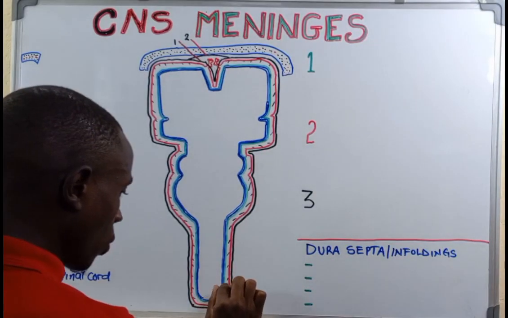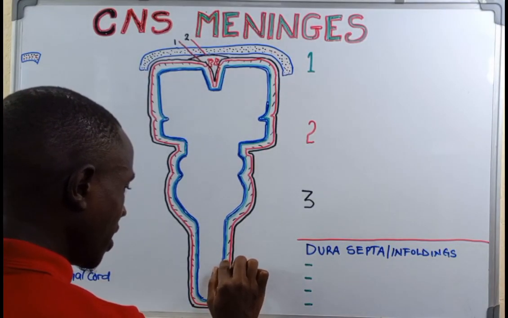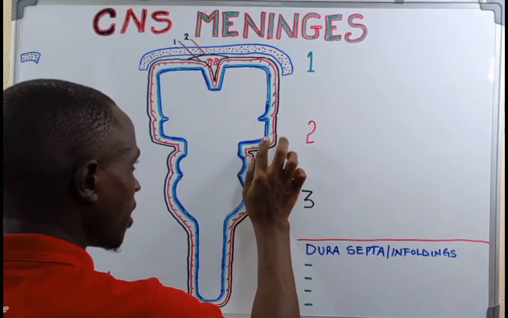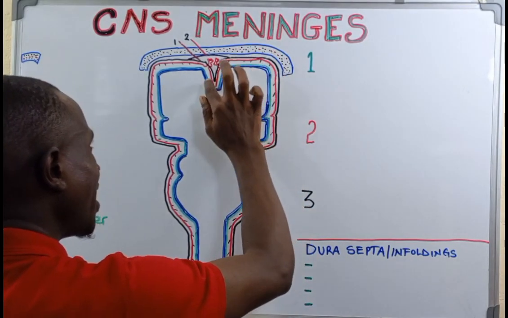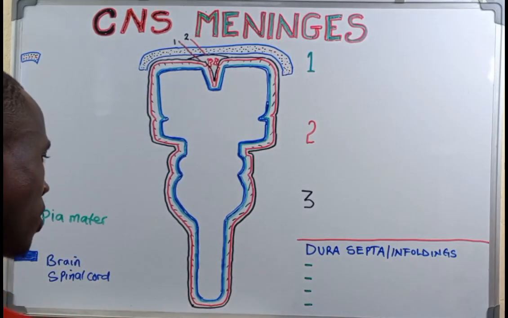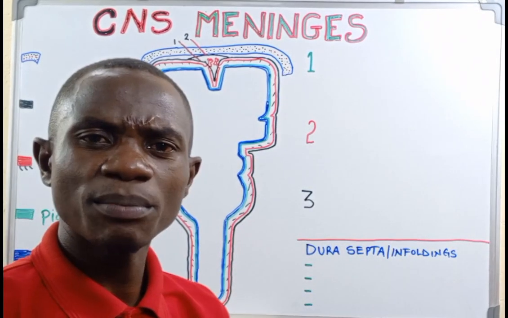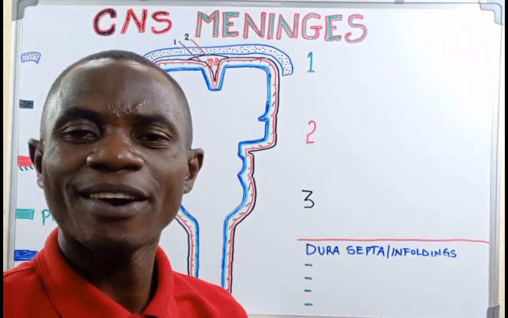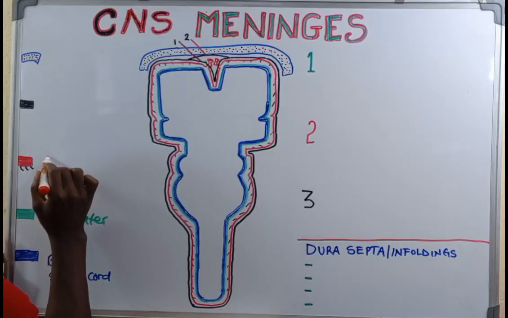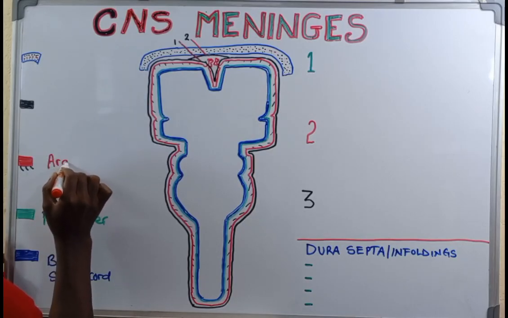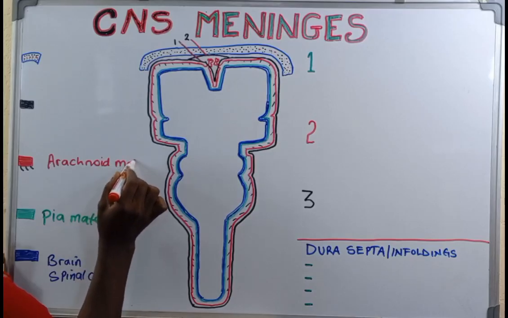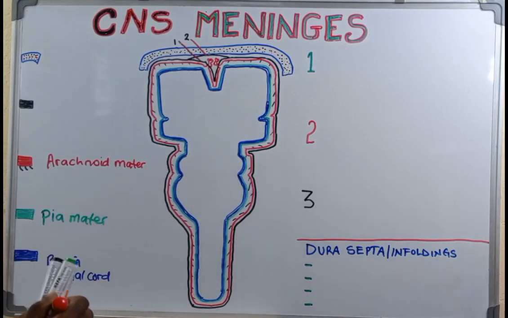Now, coming out, we have this meningeal layer which is red. You see this meningeal layer, which is very red, running all around, just next to the pia mater. You know how this meningeal layer is called? This meningeal layer is what we call the arachnoid mater.